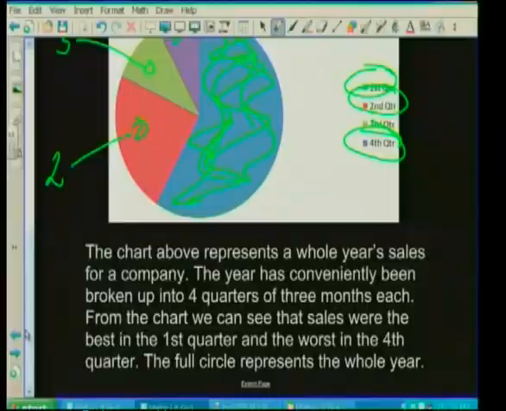Okay, so let's go through this. It says the chart above represents a whole year's sales for a company. The year has conveniently been broken up into 4 quarters of 3 months each. From the chart, we can see that the sales were the best in the first quarter and the worst in the fourth quarter. The full circle represents the whole year.